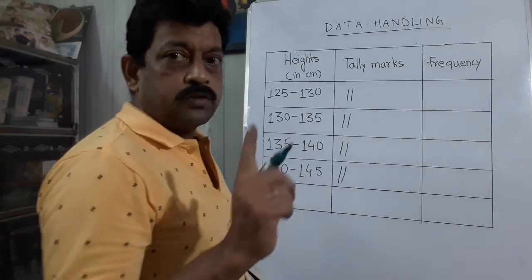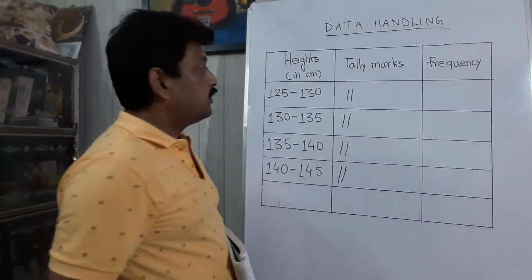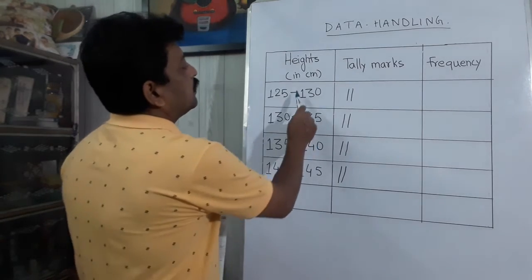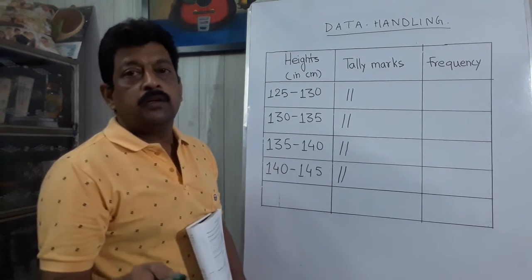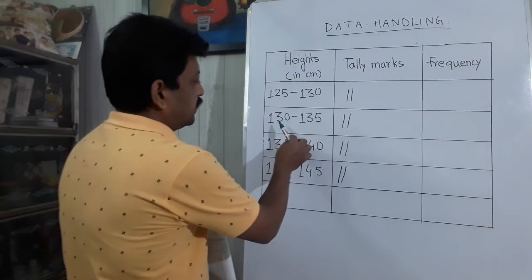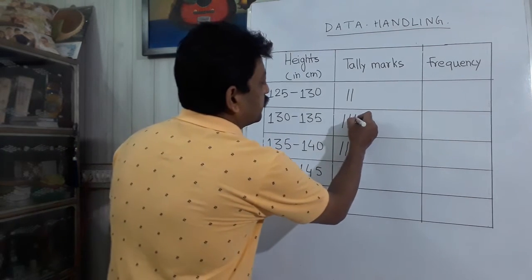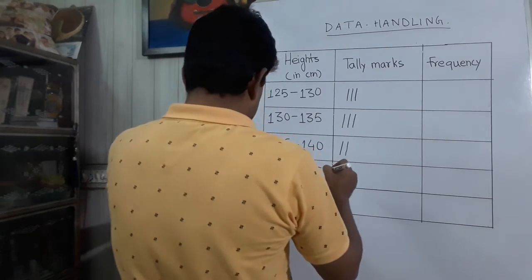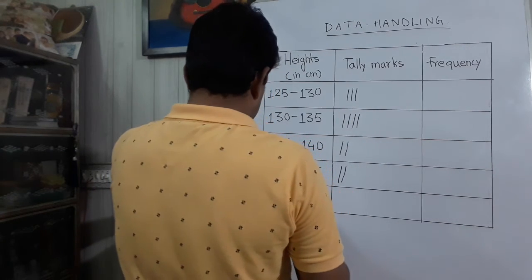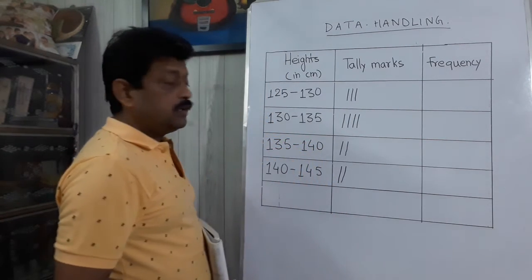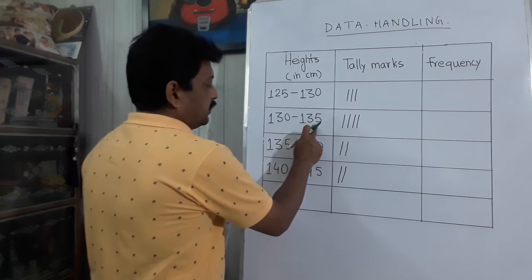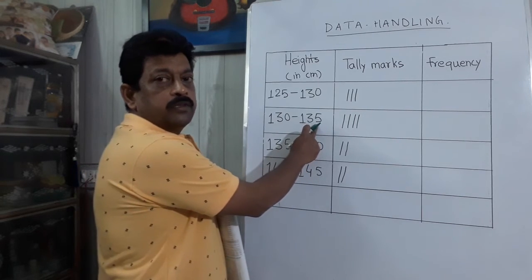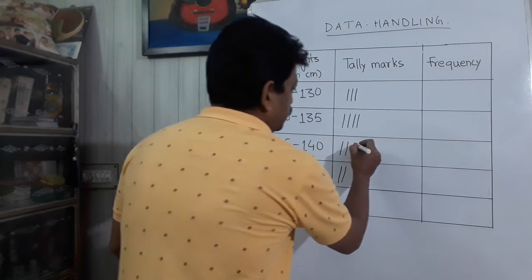Now see, I was talking about this one. 130 is given. I cannot put 130 here. Okay, as I have told you, the upper limit will not be included. It will go to the next class. So 130 will be included here. Then 126 here, 132 here, 135 again. You can see 135 is here, 135 is here also. But since it is the upper limit, we cannot take 135 in this class. We have to go to the next class. So 135 is here.